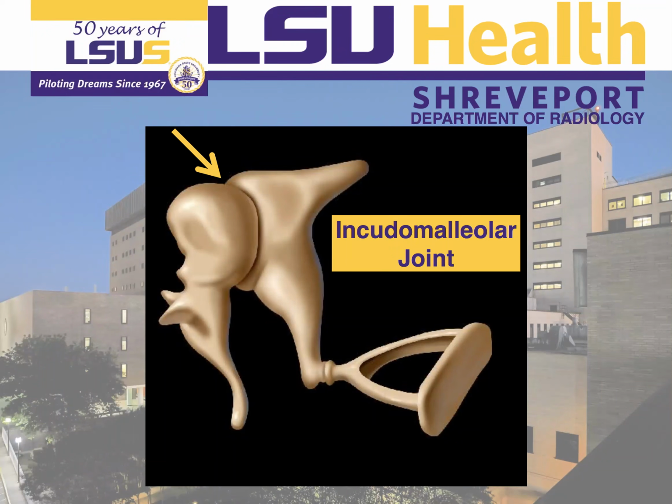There are two joints, super important, in the middle ear. It's important for you to know the names of these joints, because if you have a disruption and a dislocation, you must report which joint is affected. So, we have the incudomalleolar joint, incus and malleus. And we have the incudostapedial joint, incus, stapes. Okay? Incudomalleolar and incudostapedial joint.